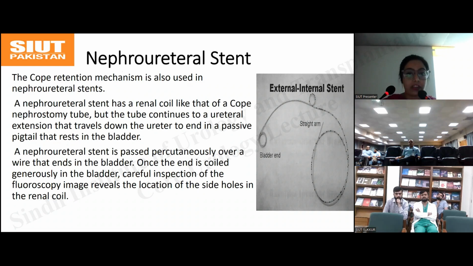Then we have the nephroureteral stent. It has the same mechanism as the Cope catheter. A nephroureteral stent has a renal coil like that of a Cope nephrostomy tube, but the tube continues to a ureteral extension that travels down the ureter to end in a passive pigtail that rests in the bladder. A nephroureteral stent is passed percutaneously over a wire that ends in the bladder. Once the end is coiled generously in the bladder, careful inspection of the fluoroscopy image reveals the location of the side holes in the renal coil.